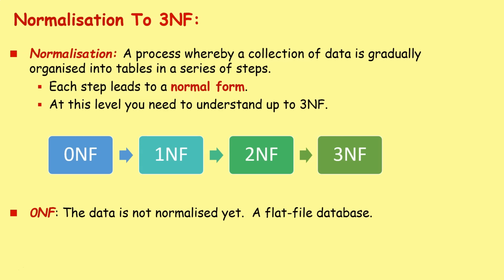Normalization. This is a process where a collection of data is gradually organized into tables in a series of steps. Each step leads to what we call a normal form. For your A level, you need to understand up to 3NF, third normal form. 0 normal form, this just means the data is not normalized yet. It's just a very basic flat file database. All the fields are in one table.